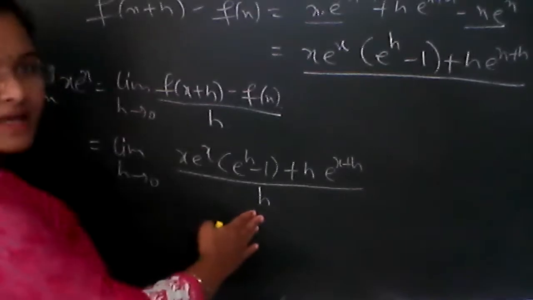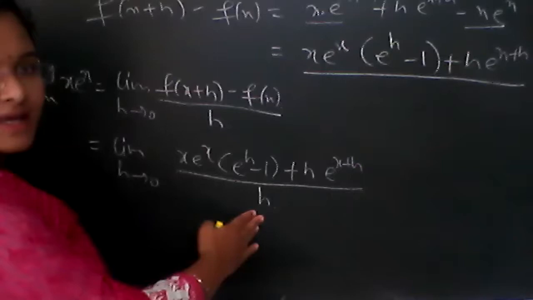So here we'll separate this h with both the terms. So limit as h tends to 0, x e raised to x into (e raised to h minus 1) whole thing divided by h, plus, if we separate this h, h and h will get cancelled, so we have e raised to x plus h only. Now if we apply the limit here, this x into e raised to x term is not containing h, so we can take this out. So it will be limit as h tends to 0, e raised to h minus 1 upon h, which is the standard form. The limiting value is 1 for this. And then if we put h as 0 here, we are getting e raised to x.